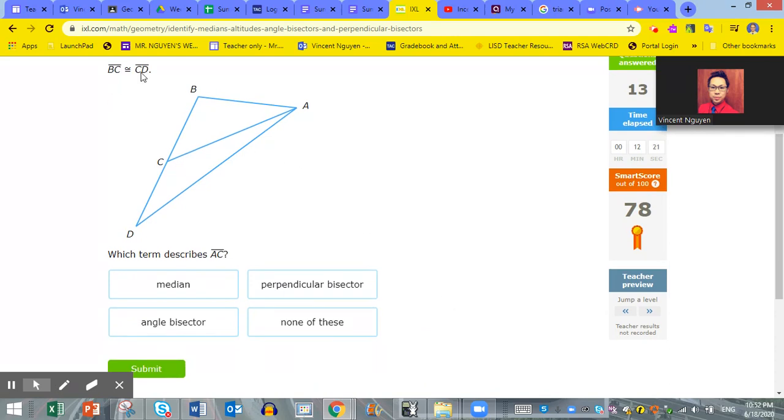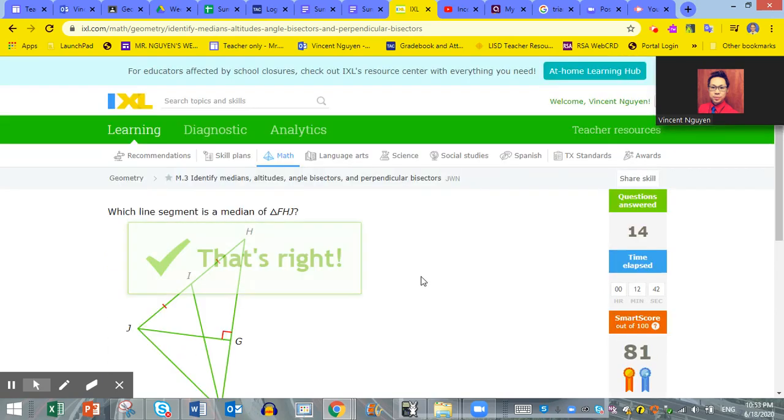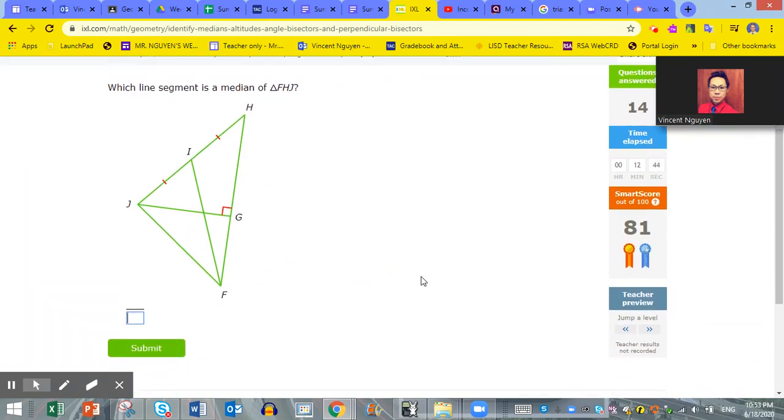BC is congruent to CD. So here's BC is congruent to CD. So this segment equals this segment, which makes C the midpoint, which makes segment CA or AC the median, because the median comes from the vertex to the midpoint, right? So it's the median. 81, yay.